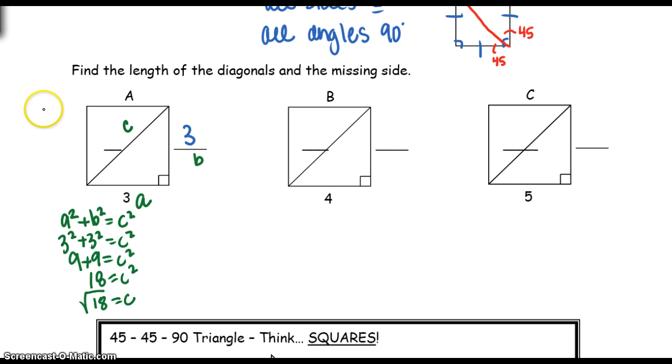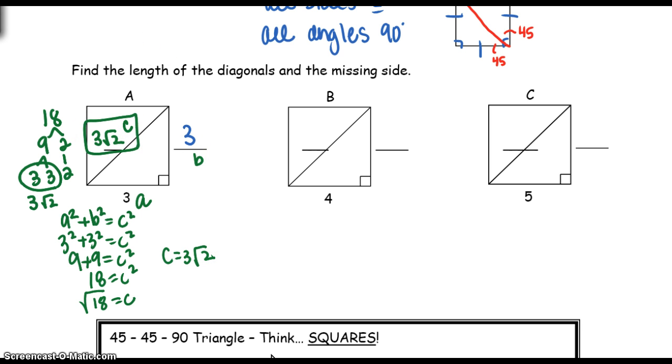And then we can't leave 18 like that. We have to break it up. So that's 9 and 2, and then this would be 3 and 3. So we know that this is going to be 3 root 2. So C equals 3 root 2. And I'm going to write it here, 3 root 2. So there's our C, and then there was our other side.